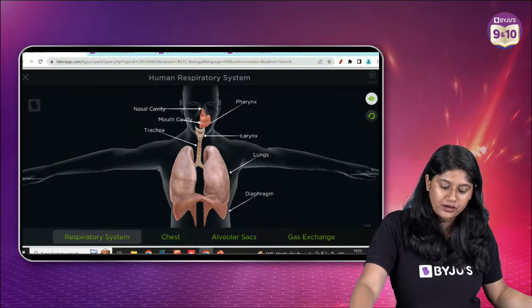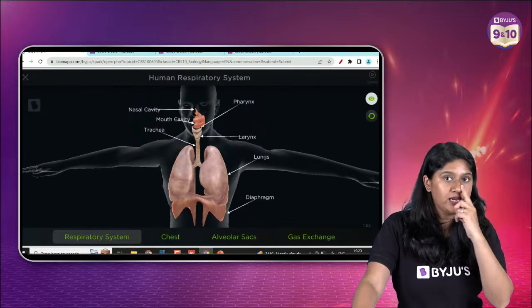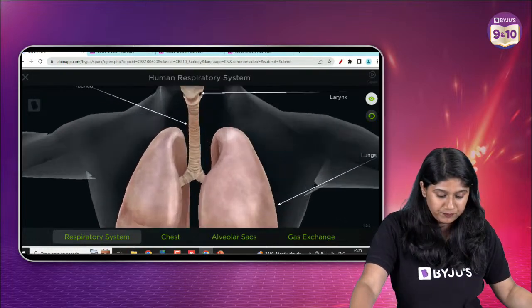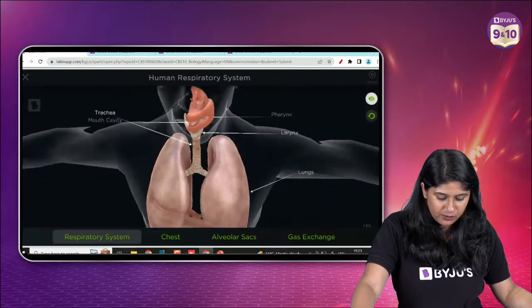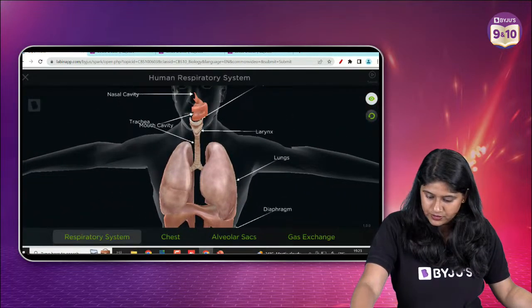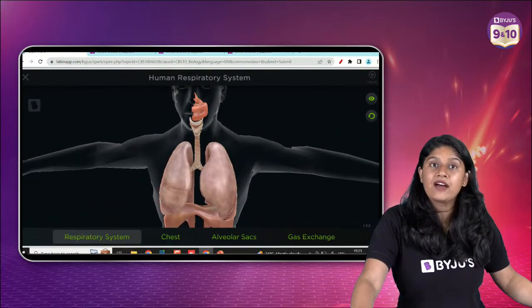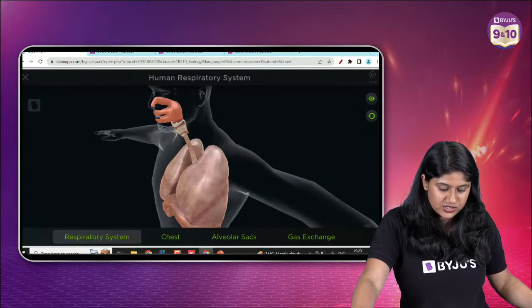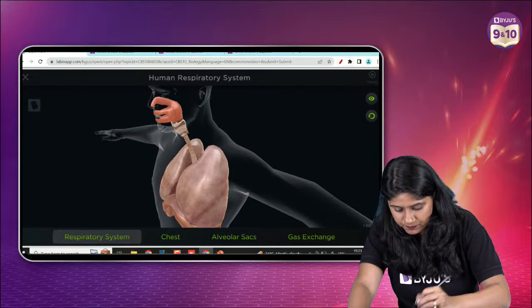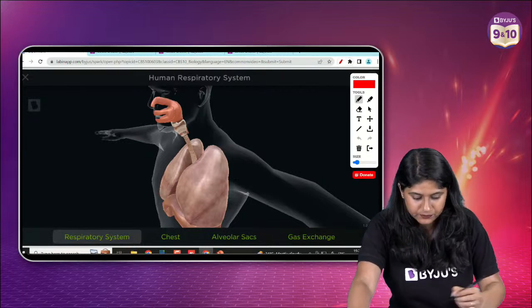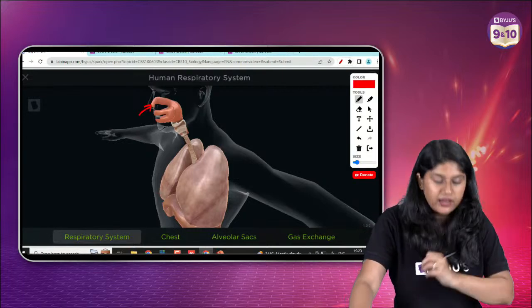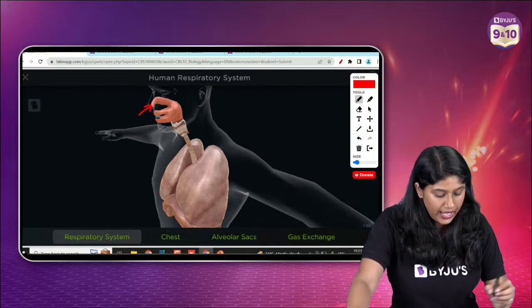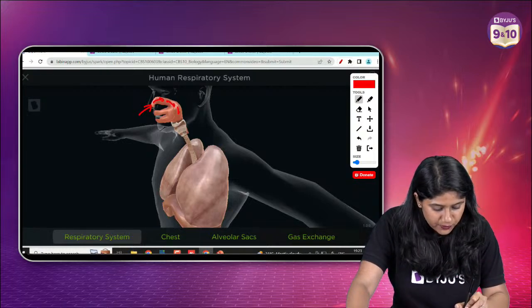So here we have the nasal cavity, right? This is the nasal cavity over here. Let's take a little bit zoomed-in version of this. See over here, we have the nostrils and then we have the pharynx. So this is the pharynx, everyone. From here, the air will enter, right? And from here, it will move in this particular direction.